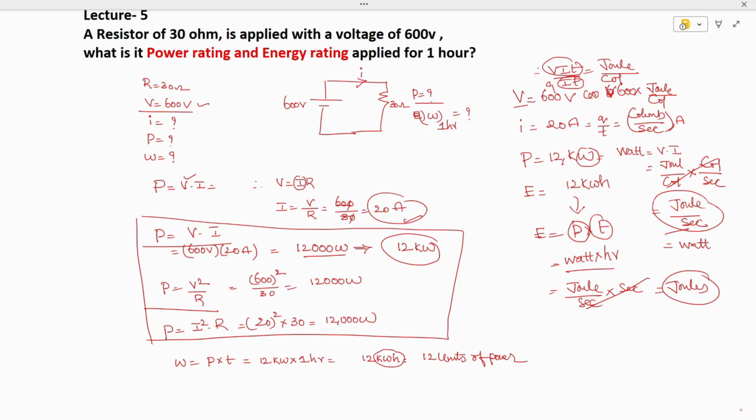Let's describe the basic formulas. The unit of voltage is volt, the unit of current is ampere, the unit of power is watt, and the unit of energy is watt hour or kilowatt hour. One more unit of voltage is joules by coulomb. One more unit of current is coulomb by second. One more unit of power is joule by second. One more unit of energy is directly joules. So everything is linked with the joule.